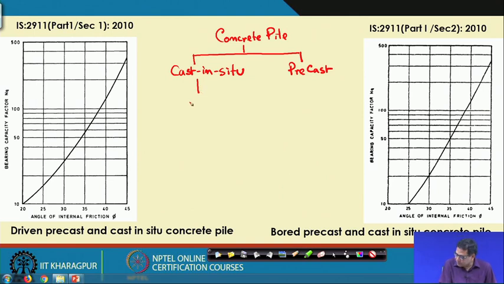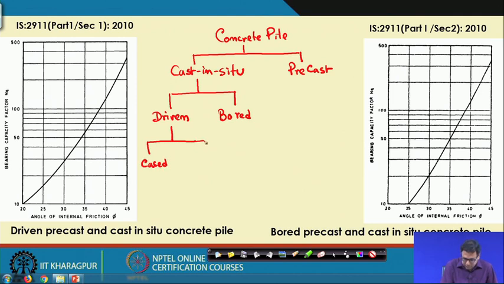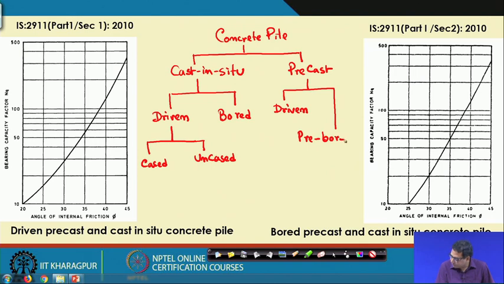As I mentioned, cast in situ can be of two types: one is driven and another is bored, and driven piles can be cased or uncased. Similarly, precast pile is definitely driven, and there is another one which the IS code has mentioned, that is the precast pile in a pre-bored hole.